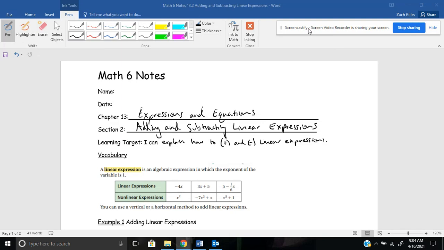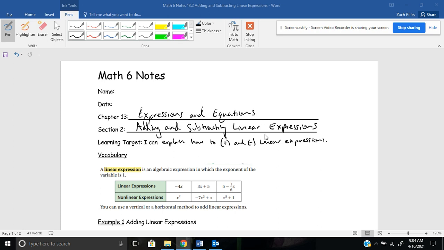Hi everyone. Today we're going to be talking about how to add and subtract linear expressions. We had looked at last chapter some of these linear expressions and combining like terms and some of those ideas of what are like terms, what are terms.